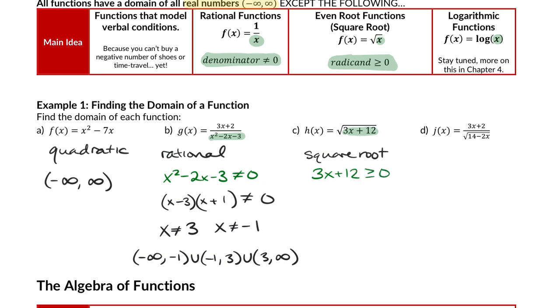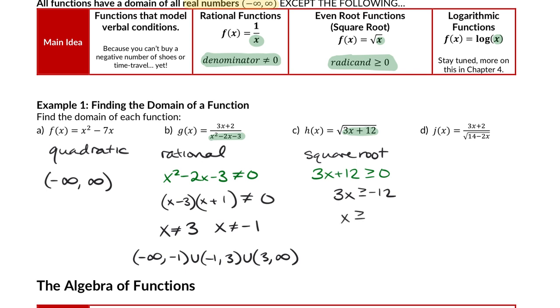Again, whatever type of function shows up there, if it's quadratic, you factor and solve. If it's linear like this one, we just solve. So we would subtract 12 from both sides. We get 3x greater than or equal to -12. We divide by 3 on both sides. Do I need to flip the sign?